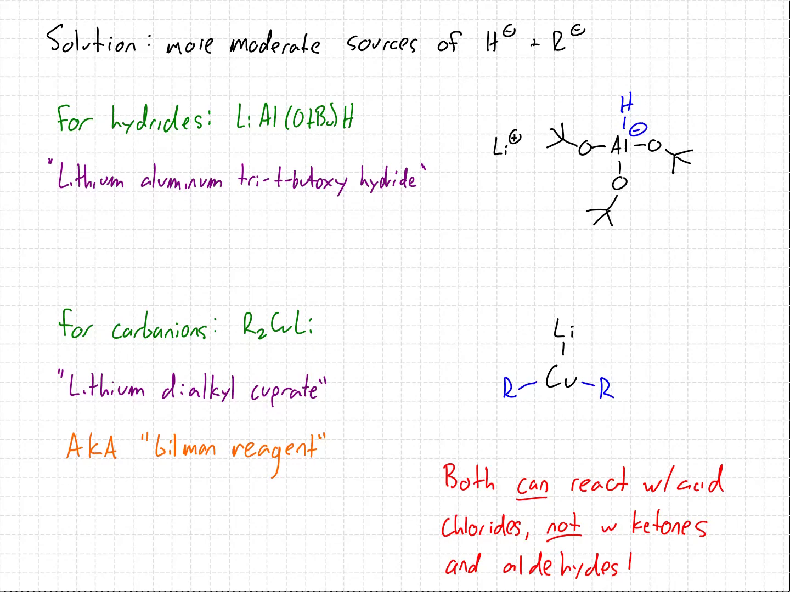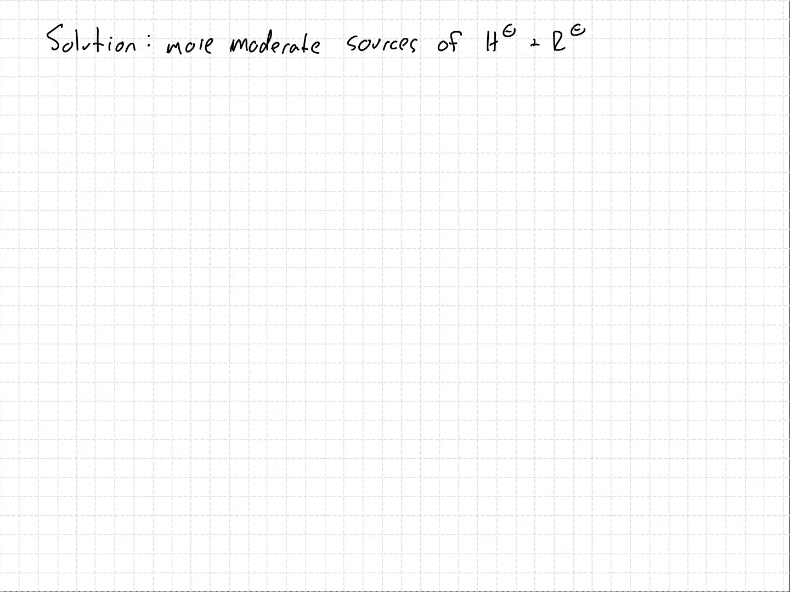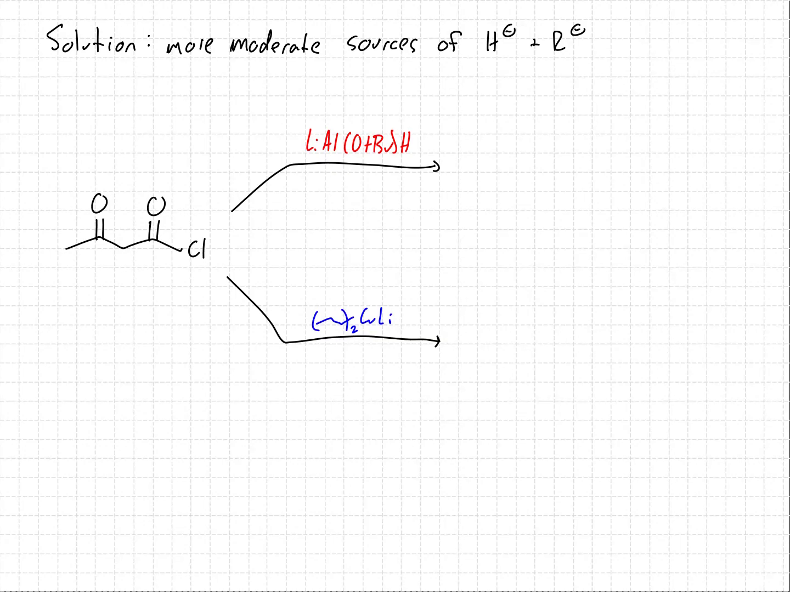giving us selective reagents. For example, if we take this compound, which has both a ketone and an acid chloride, we can treat it either with our hydride reducing agent or with our Gilman reagent to react only with the acyl chloride, producing either an aldehyde or a ketone as a product.